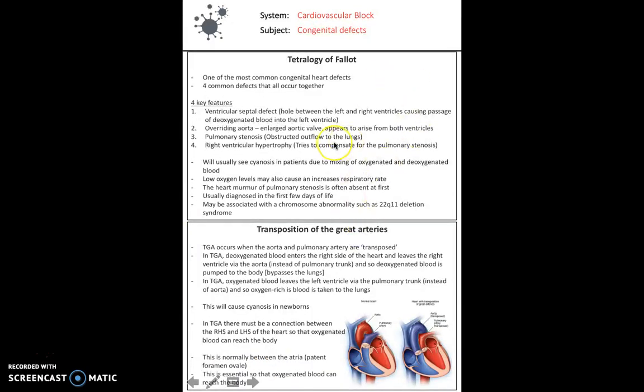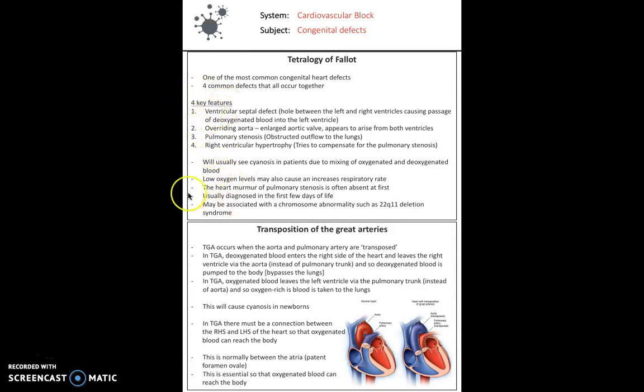Lastly, for this video we take a look at some of the congenital abnormalities that can occur within the cardiovascular system. Tetralogy of Fallot essentially is where you get 4 common birth defects all together. These are a ventricular septal defect, so you get a hole between the left and right ventricle, which causes a passage of deoxygenated blood into the left ventricle from the right.